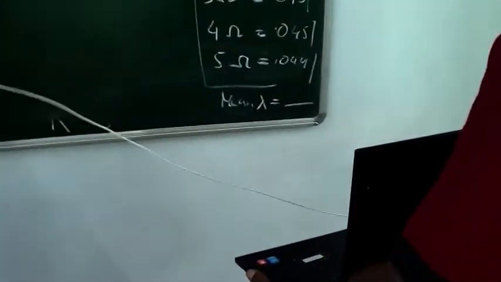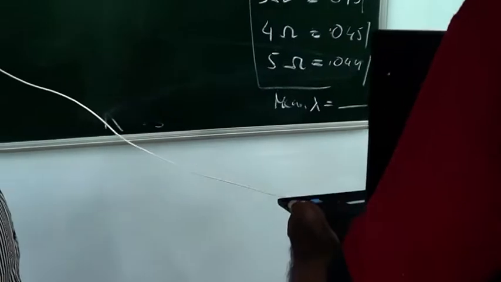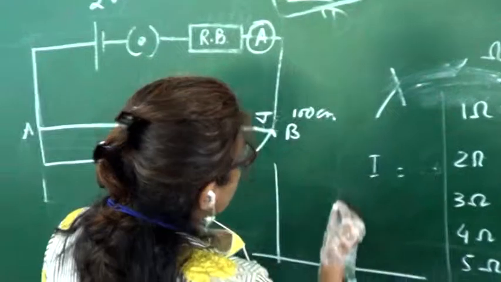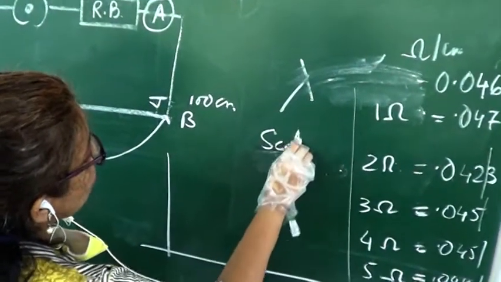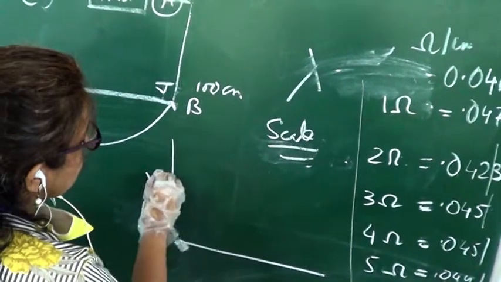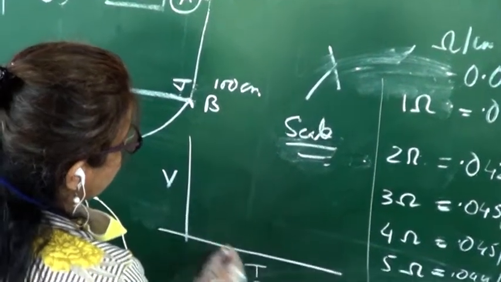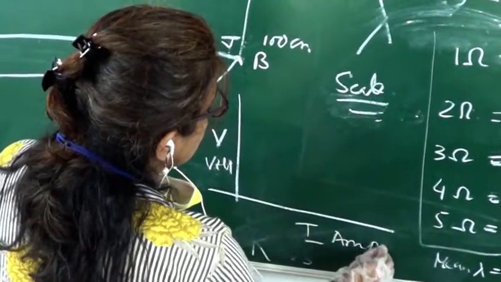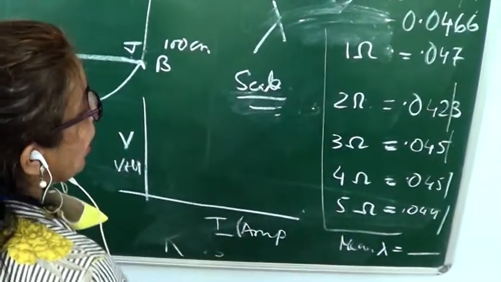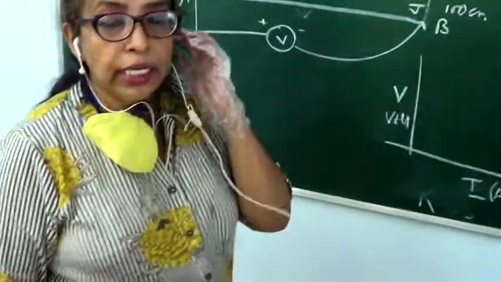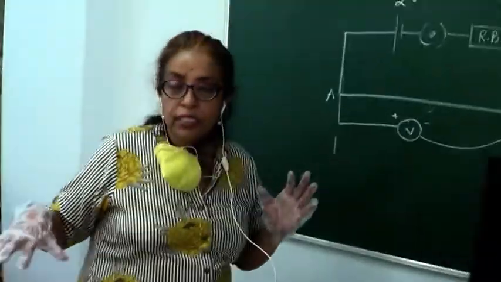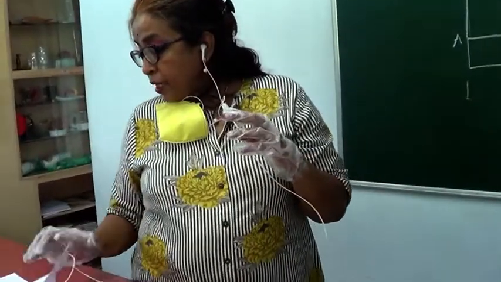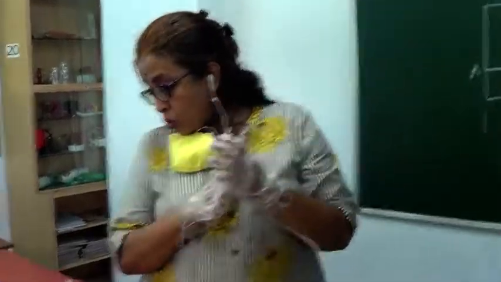Now, what will you do here? Next, you are going to plot a graph. Now you come to the graphical part. Scale at one corner. I told you, even number scale. You plot, this is my V and this is my I. So, V in volt, I in amp. While you are plotting the values, plot a graph of V versus I and calculate the slope from the graph.